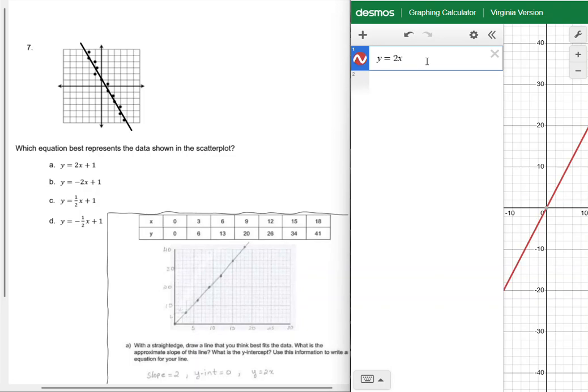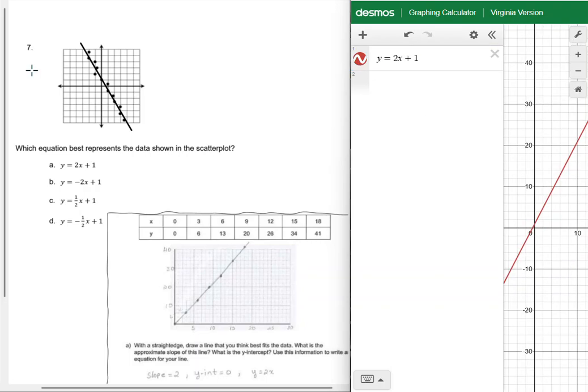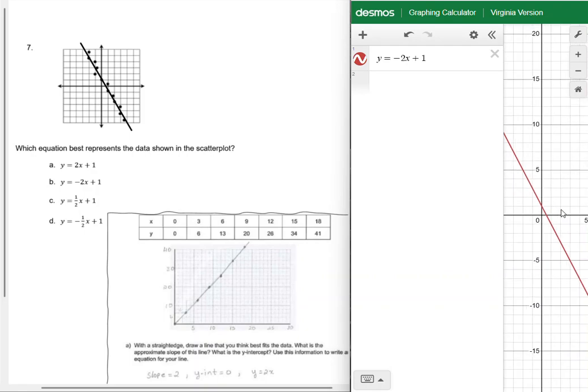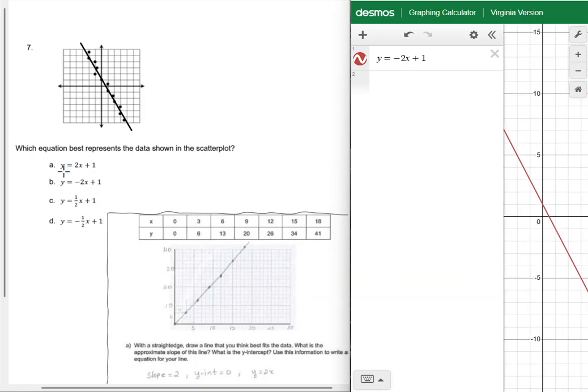So 2x plus 1. That doesn't look like the equation. Nope. Next one, it's negative 2x plus 1. That might be it. That looks pretty good. I would say it's B, but let me check the rest of them as well.